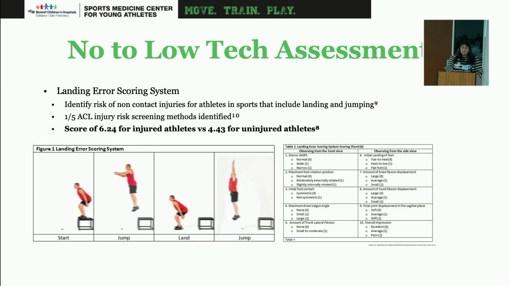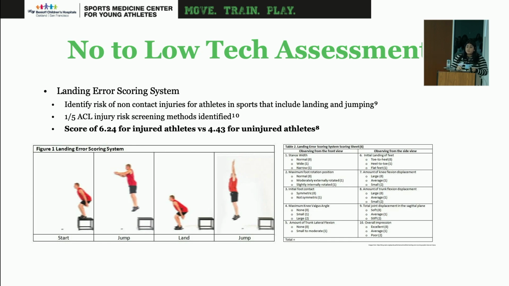Okay, so talking about the Landing Error Scoring System, just to loop in the previous slide, what they had found. The Landing Error Scoring System is a tool used to assess jump landing mechanics. The validity for this assessment is moderate to excellent compared to 3D gold standard motion analysis. Within this assessment, there are 9 different categories to assess. I know it's hard to read the fine print, but it tells you what you're observing from the side view and what you're observing from the front view.